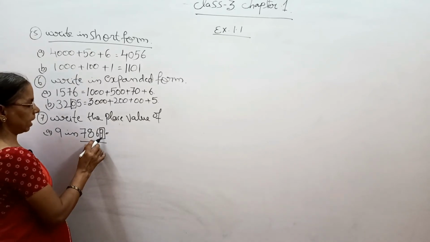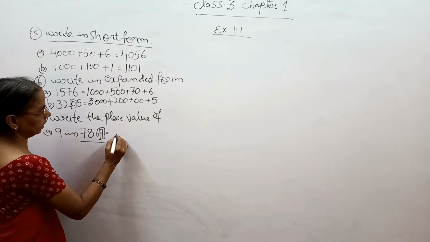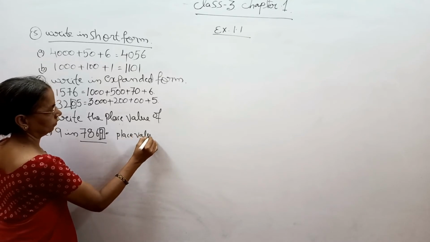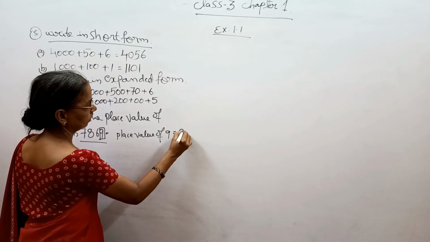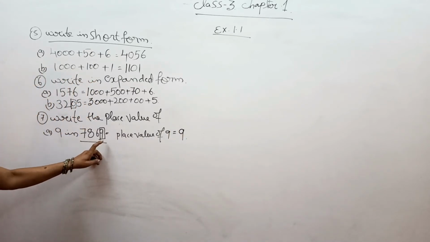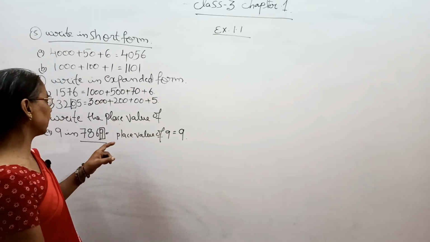That is, 9 is in the place of ones. Then simply we have to say that place value of 9 equals 9, because it is in the ones place. Whatever the number is in the ones place, the value is also the same.